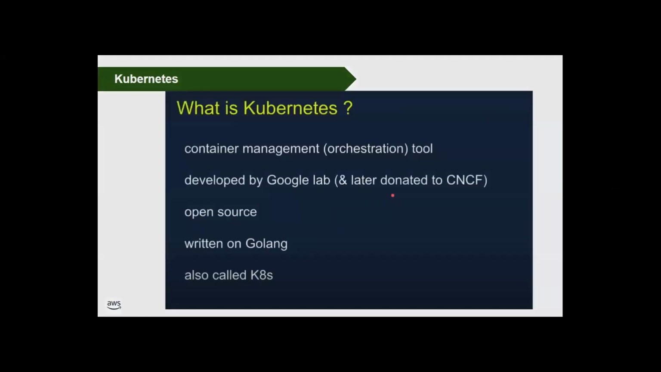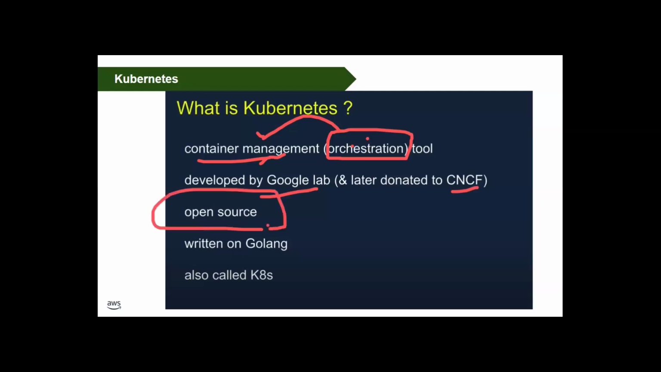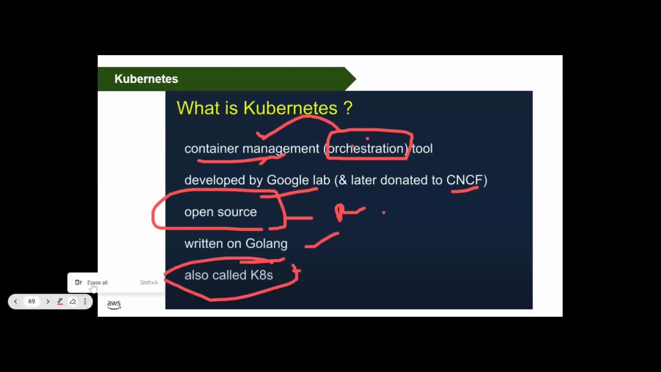Now, Kubernetes is a container management orchestration. Orchestration means what? Management. Management is nothing but orchestration. Previously it was developed by Google Lab and later it was donated to CNCF, and it is open source. Open source means it is free to use, nothing has to be paid. It was written in the Go language, and we also call this K8s.